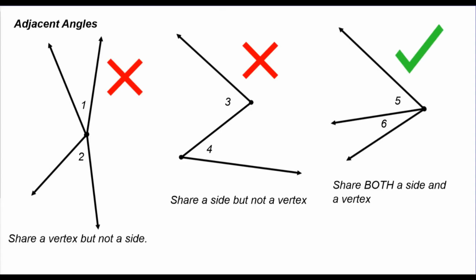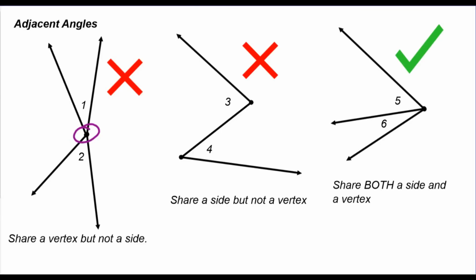Let's take a look at some more examples here. Here I've got angle 1 and angle 2 in this first diagram. These are not adjacent angles. They do share a vertex. Angle 1 and angle 2 have the same vertex, but they do not share a side. So only one of the requirements is fulfilled, so they are not adjacent.